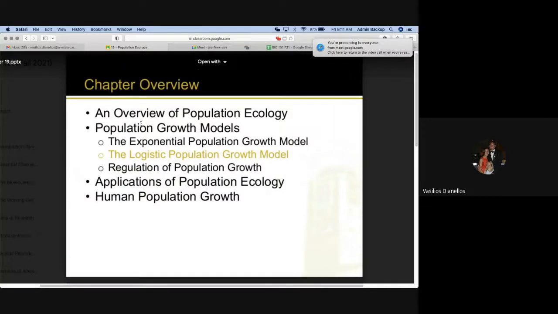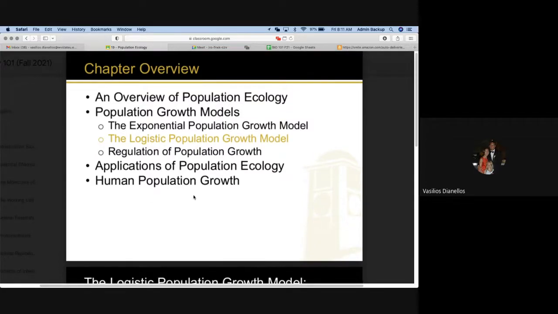So that's it about the exponential population growth model. The next one we're going to talk about is the other situation, which is the logistic population growth model. And again, for the exam, you're going to need to know the difference between the two. I'm going to probably give you a scenario or two scenarios, and you're going to have to figure out which is which.